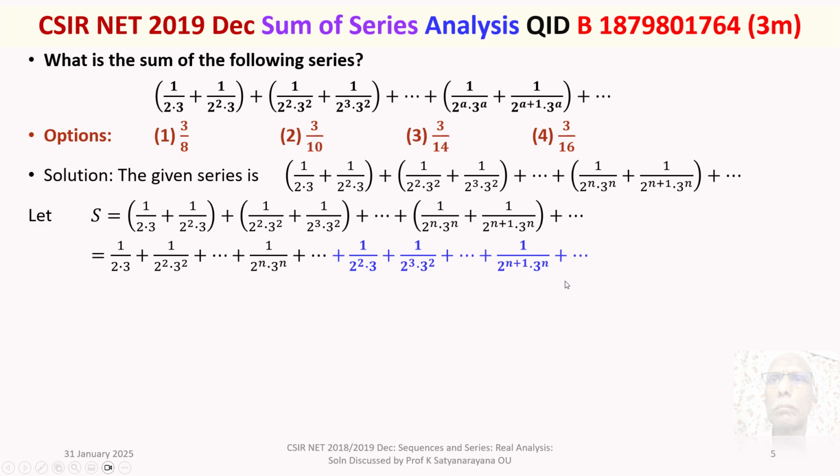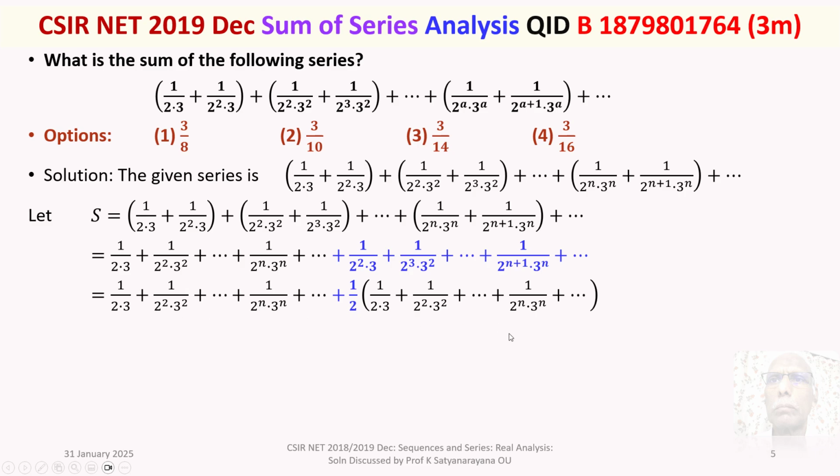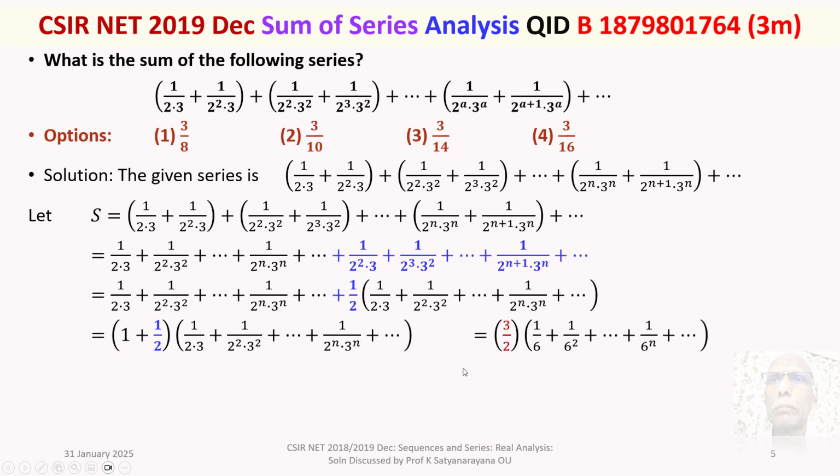In the second series, what you observe is you take 1 by 2 common. So the first as it is plus 1 by 2 is taken common and it turns out to be the first series. So the first series plus 1 by 2 times the first series. So the first series is common. So it will be 1 plus 1 by 2 multiplied by the first series: 1 plus 1 by 2 into 1 by 2 into 3 plus 1 by 2 square into 3 square plus so on and so forth. 1 plus 1 by 2 is 3 by 2.